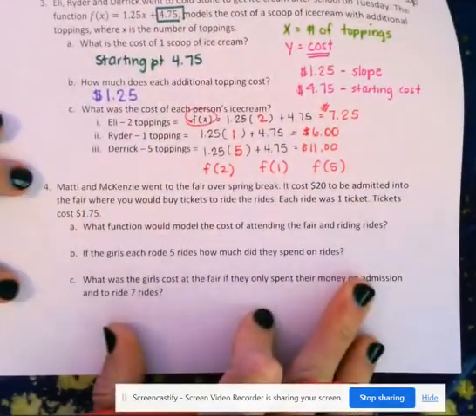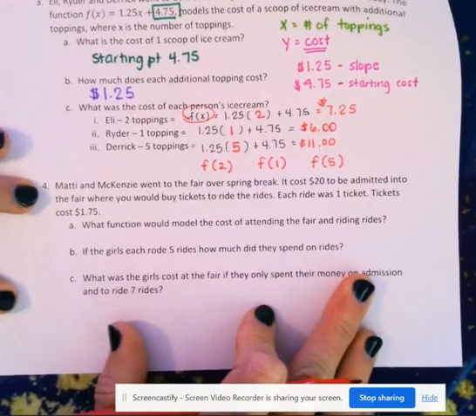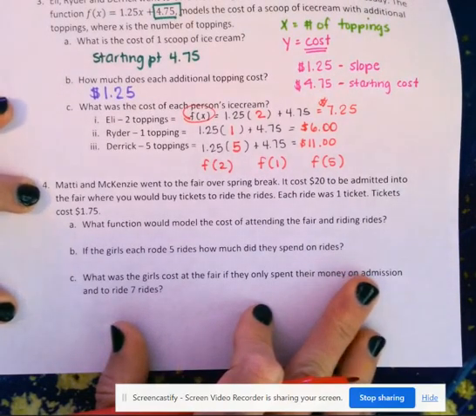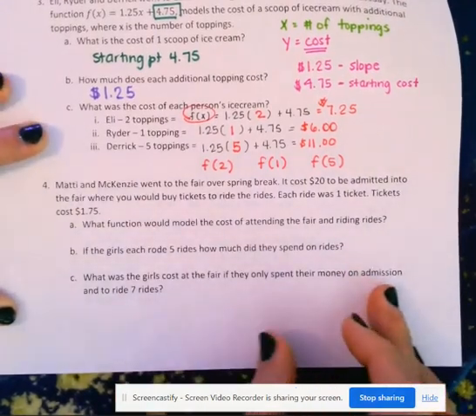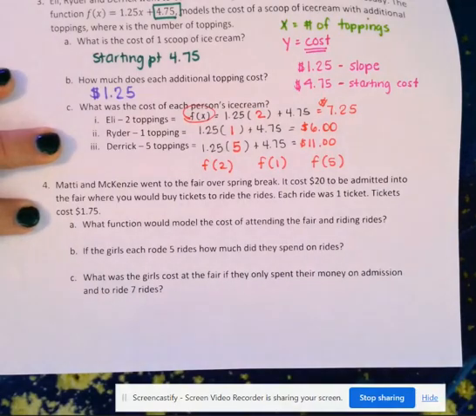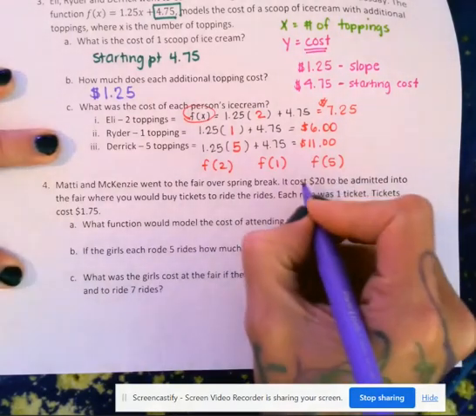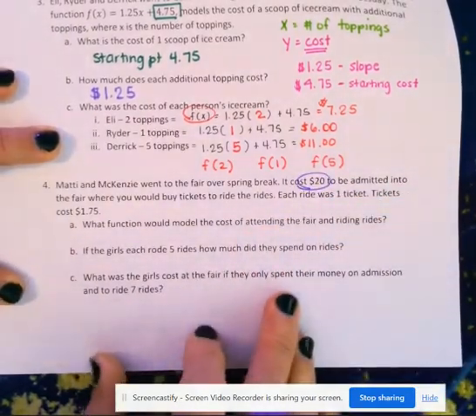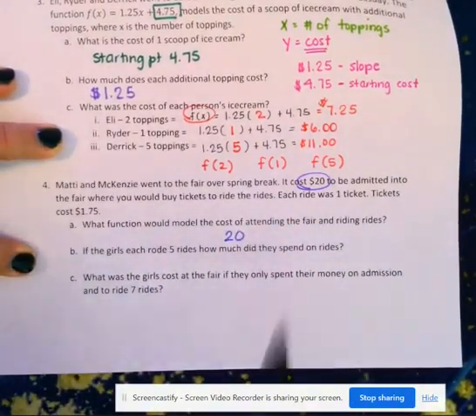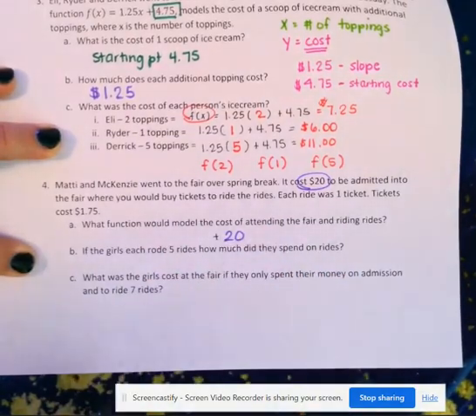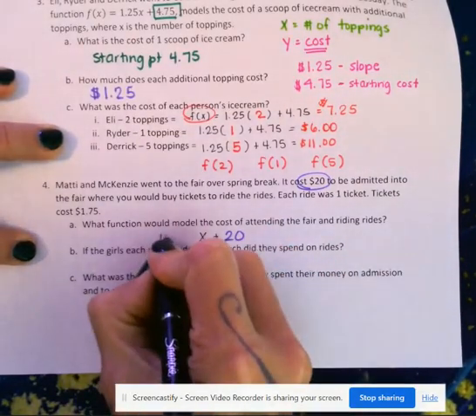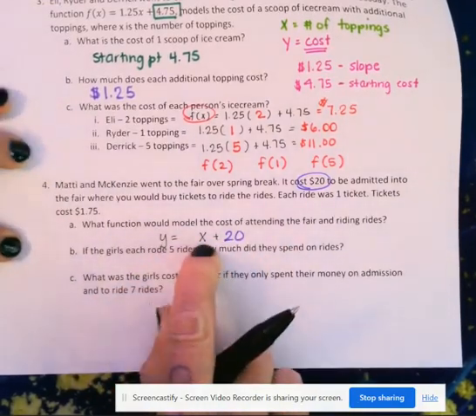Last but not least, Maddie and Mackenzie went to the fair over spring break. It cost $20 to be admitted into the fair, where you would buy tickets to ride the rides. Each ride was 1 ticket. Tickets cost $1.75. What was the non-negotiable that they had to pay? As soon as they walked in the door, they had to pay $20, right? So that's our 20. And that's going to be plus, because we're looking at our cost. And then we're going to ride rides, which is going to be our unknown. When we get there, we don't know how many rides we're going to ride, but we're going to ride some number of rides.